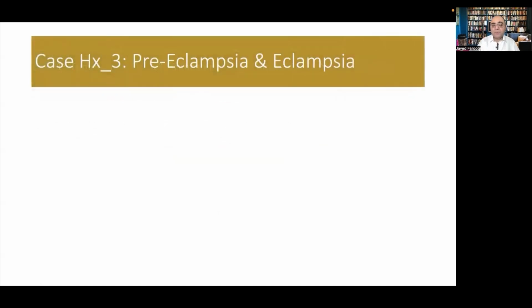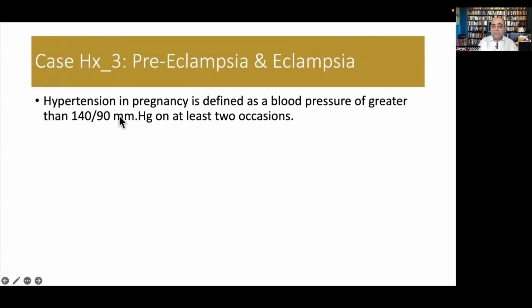So a few words about the pre-eclampsia. We know that hypertension in pregnancy is defined as a blood pressure of greater than 140/90 on at least 2 occasions. So a pregnant lady who has BP of 140/90 on 2 occasions, we declare this as hypertension, pregnancy-associated hypertension.